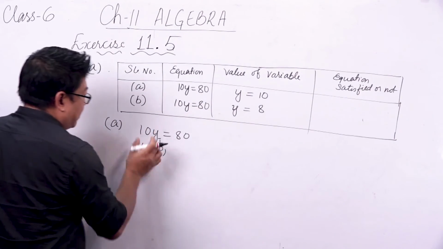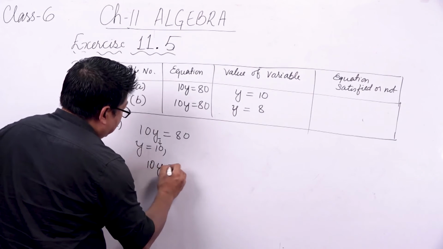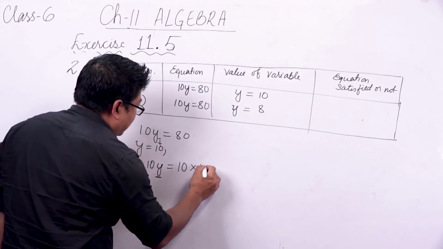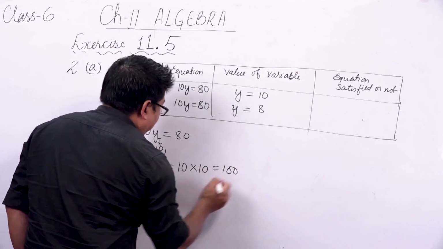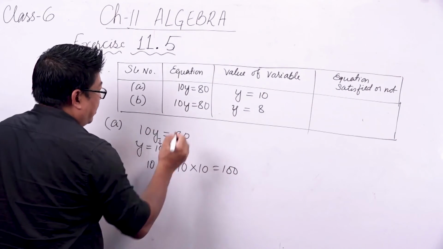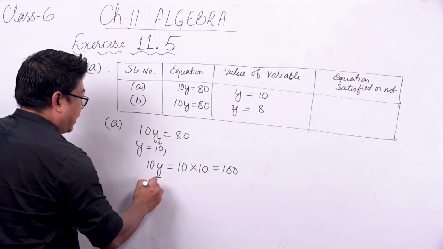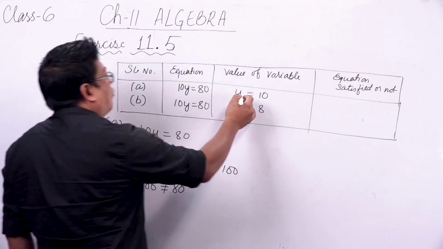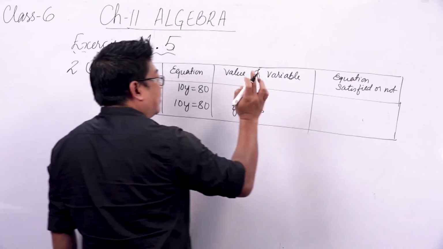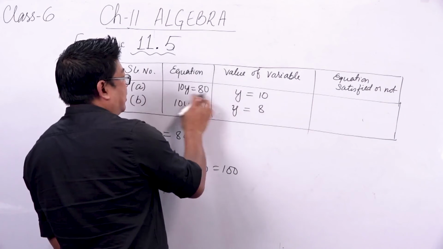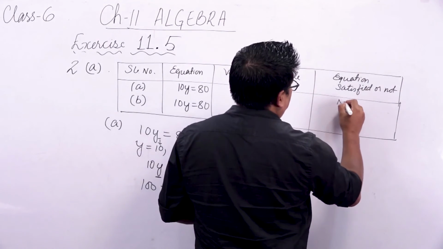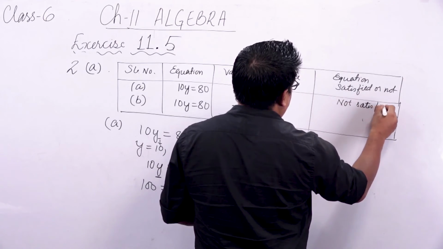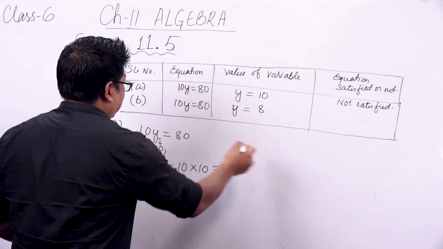So let's take this number. 10y is equal to 10 into, in place of y, I will put this 10. So I'm getting 100. So 100 is not equal to 80. Okay? 100 is not equal to 80. So the value of y cannot be 10. Okay? To satisfy this equation. All right? So we can write not satisfied. All right? Let's look at B.